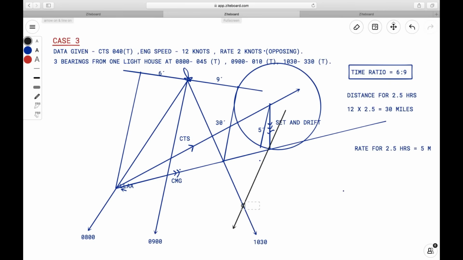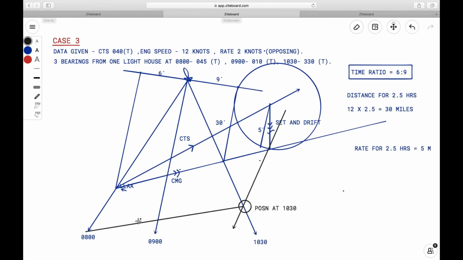This is your position 4, the last time, your position at 1030, and if you draw a parallel line from this point, from that point, if you draw a parallel line to your CMG, you will meet it somewhere here.